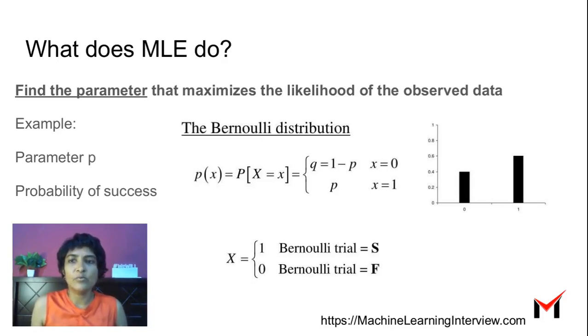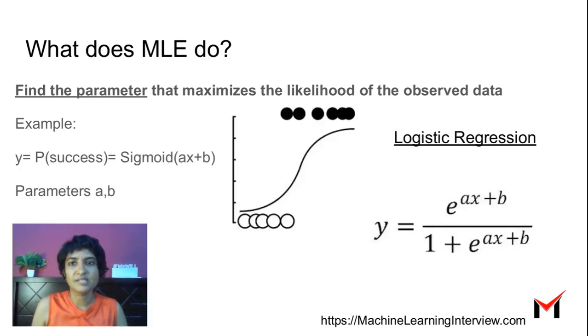So now with the maximum likelihood estimator, we want to find again the value of p that maximizes the likelihood. So suppose we see 4 heads and 2 tails. What is the value of p that makes most sense? The MLE can do that. Let's look at another last example.